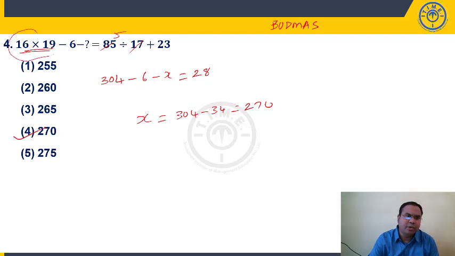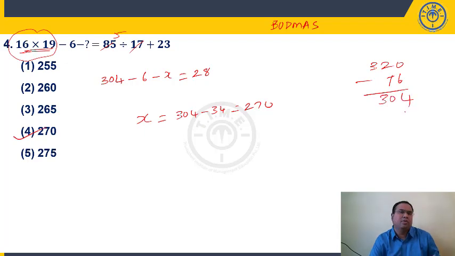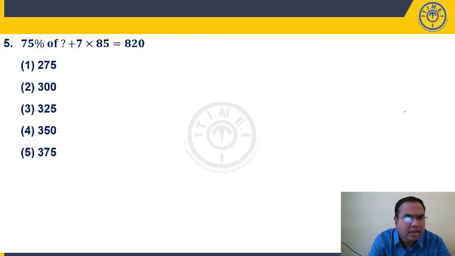16 into 19, either you should know multiplication table, 19, 16, or 16 into 20 is 320. Remove 1 16. 320 minus 16 is 304. You can also solve like this, right?